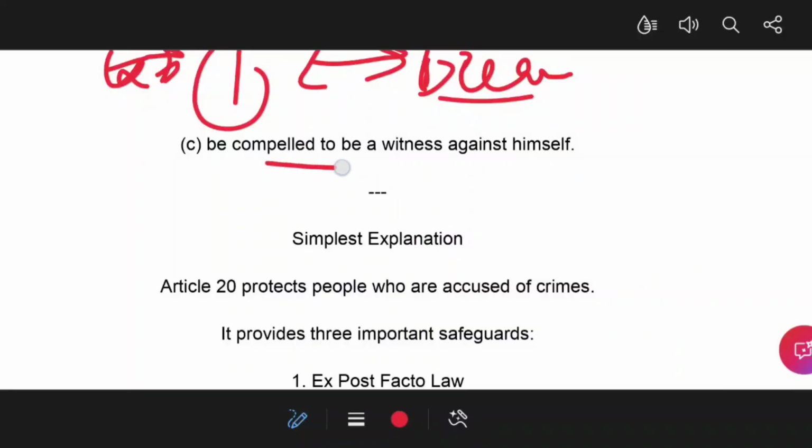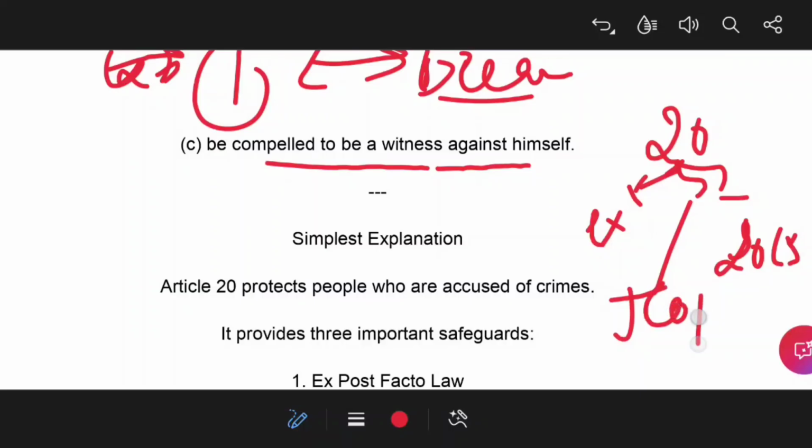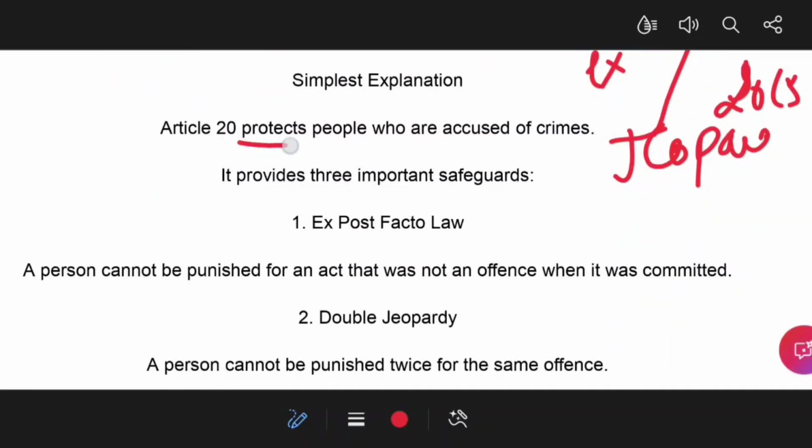And no one can be compelled to be a witness against himself. So Article 20 includes three parts: no ex post facto law, no double jeopardy, and no self-incrimination, which is clause 3. Article 20 protects people who are accused of a crime. They are still accused and not convicted. So it provides three important safeguards for the accused.